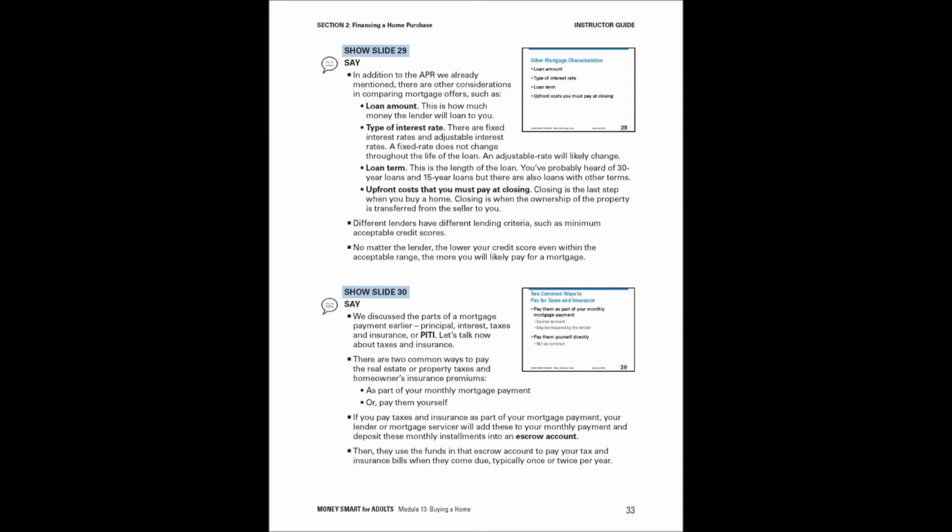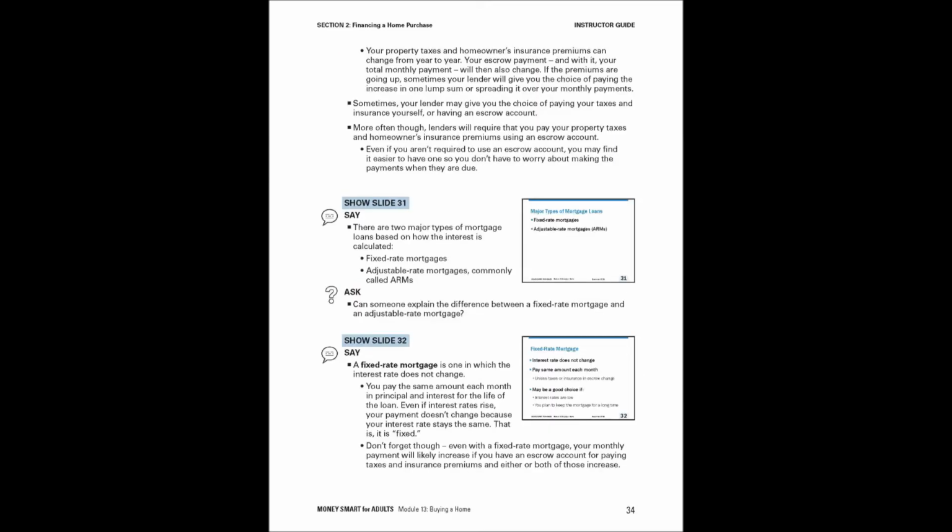Slide 30 gets into common ways to pay for taxes and insurance. That's a part of it. Now, some lenders are going to require that they have their taxes and insurance as part of the monthly payments. There are other lenders who allow them to pay them themselves. Okay, they can pay it on their own. But you want to let your participants know that taxes and insurance are part of the transaction, and they have to determine how they're going to be paid.